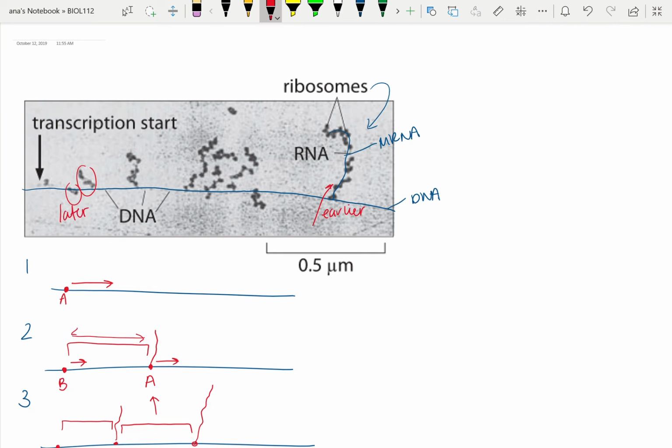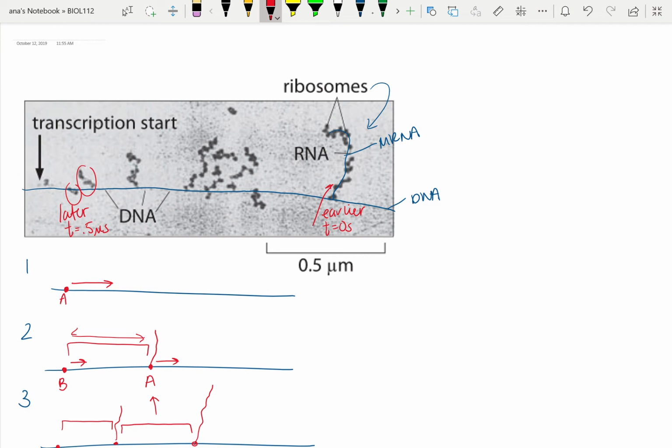So maybe this one started at time equals 0 seconds, and then this one was, I don't know, 0.5 microseconds later. I don't really know what the time magnitude is, but just to get a rough sense of this: the longer mRNA was made by a polymerase that started a lot earlier than the ones on this side, because on the left side of the DNA they're so much shorter, so the polymerase actually hasn't read much of the template DNA.